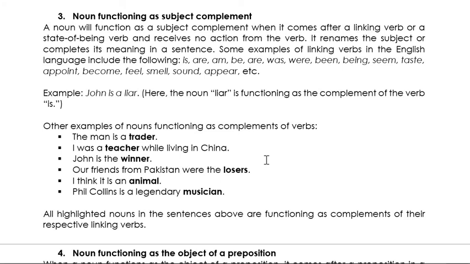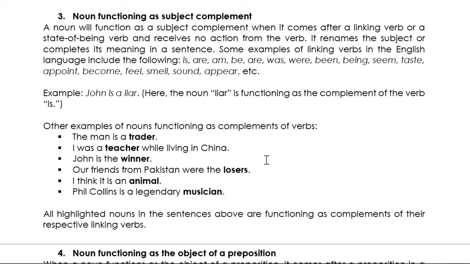Now the examples highlighted in bold clearly show this. The man is a trader tells you who the man is. I was a teacher while living in China. Teacher is the subject complement to the subject, which is I. John is the winner. Winner tells you what John has become. Our friends from Pakistan were the losers. Our friends from Pakistan is the subject, were is the linking verb, losers is the predicate nominative or the subject complement.